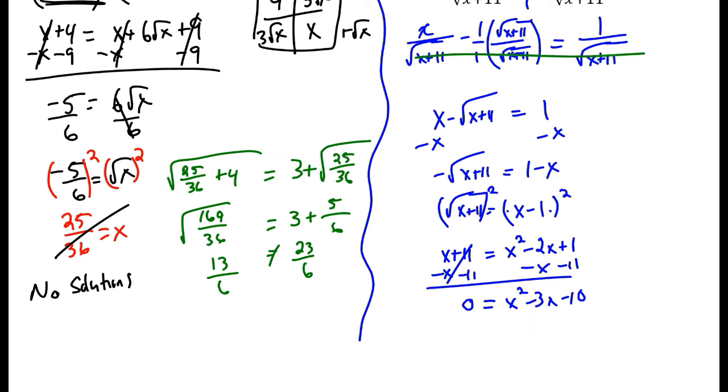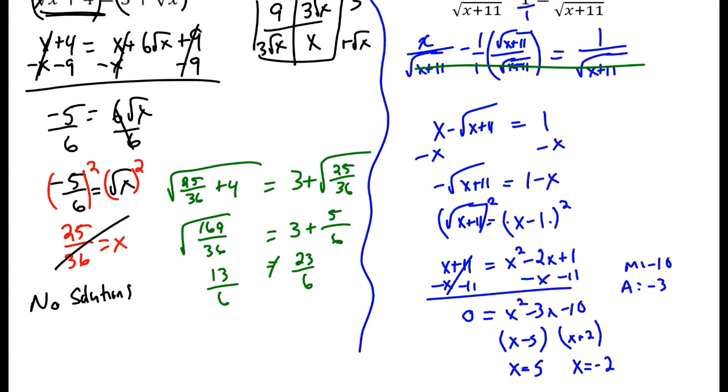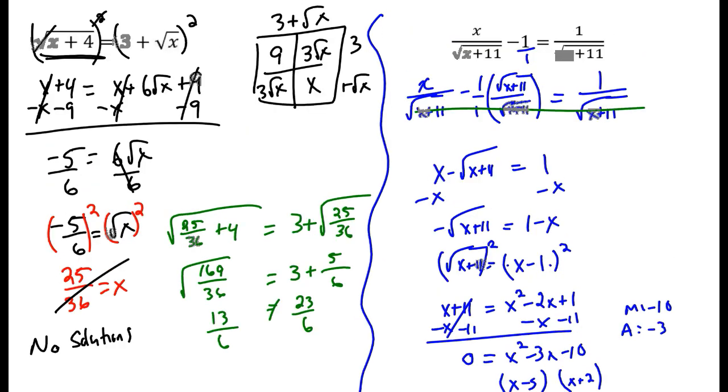And now I have to factor that trinomial by asking myself, what multiplies to negative 10 that adds to negative 3? I don't need to do the whole AC method here, and I get x minus 5 times x plus 2. So my solutions are x equals 5 or x equals negative 2. But I'm not done yet because I have to check. I have to go back and check that I don't have any extraneous solutions. So we have to check 5 and negative 2.